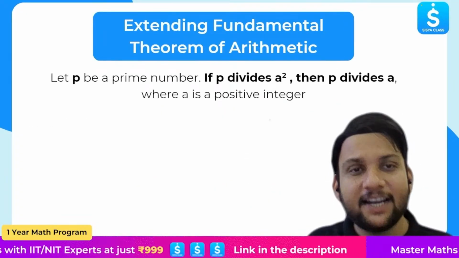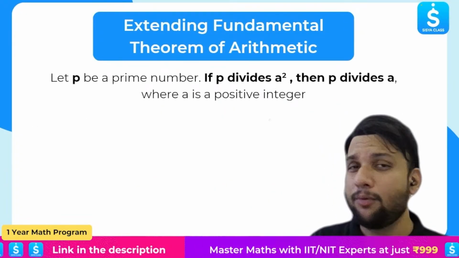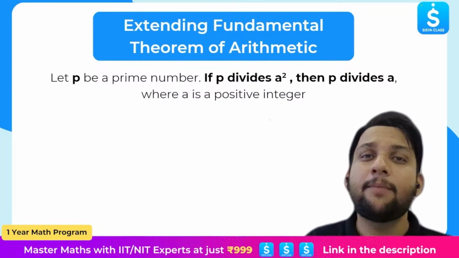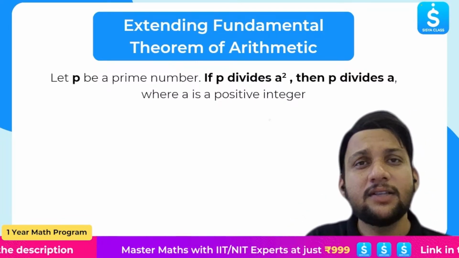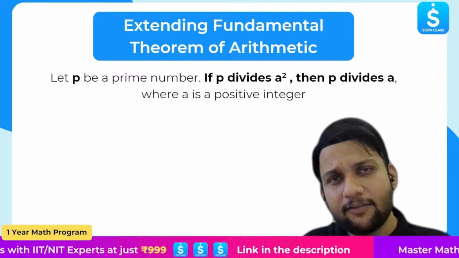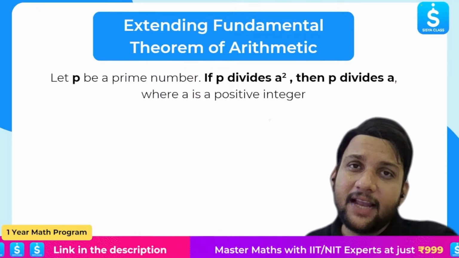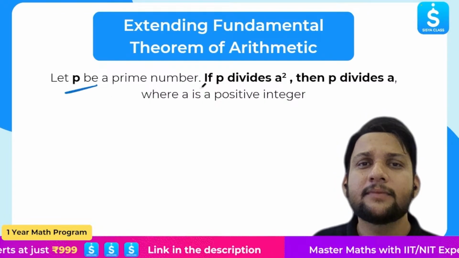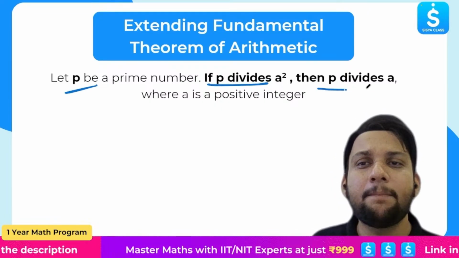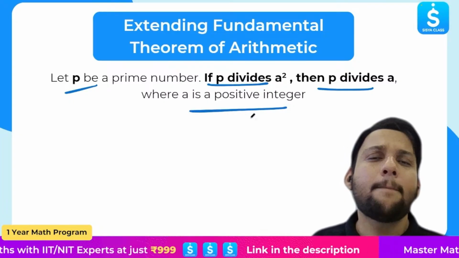So we will be extending the fundamental theorem of arithmetic. There is a proof also, but the proof is not required, but I will still show you the proof. You can write it down, pause the video, take screenshots. It will be very helpful. But what does the fundamental theorem of arithmetic say? We will extend that theorem. It says, if p is a prime number and p divides a square, then p divides a, where a is a positive integer.